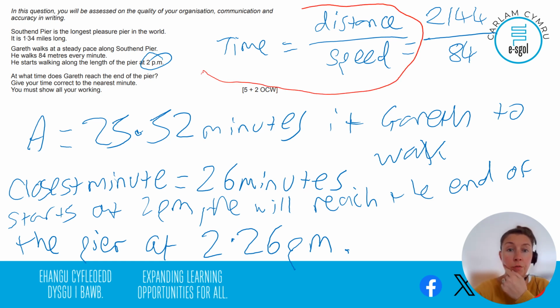So you've shown your formula. You've labelled everything as well, things like PM. You've made it closest minute, which is 26 minutes. So you've made that nice and clear as well.